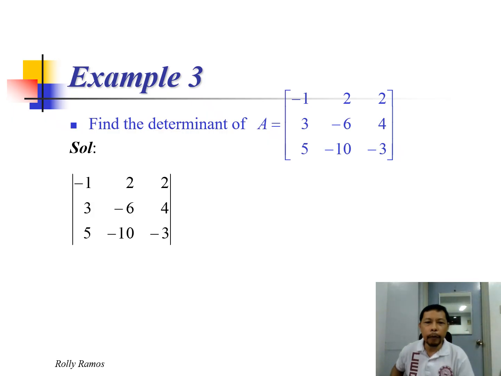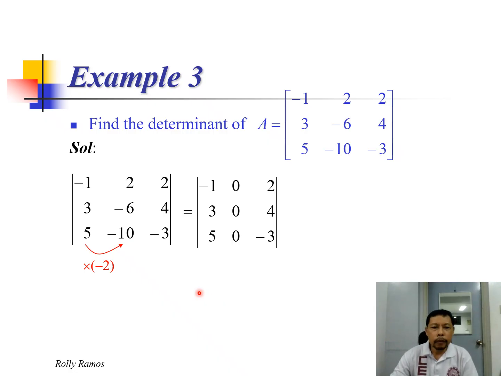Okay, let's have an example. Find the determinant of A, which is a 3 by 3 matrix. This time we'll apply elementary column operations instead of elementary row operations. So we multiply column 1 by -2 and add it to column 2. That will produce -1, 0, 2, 3, 0, 4, 5, 0, -3.